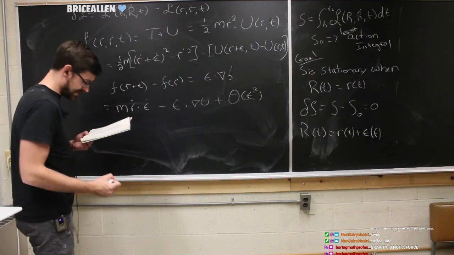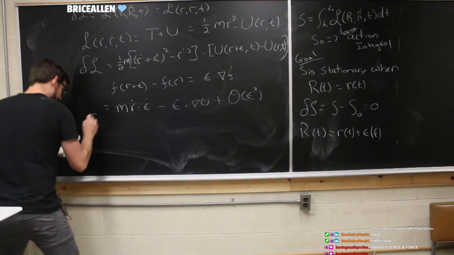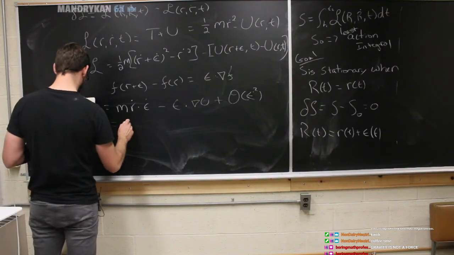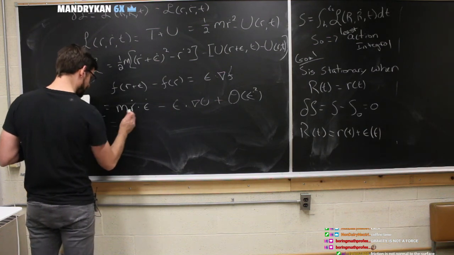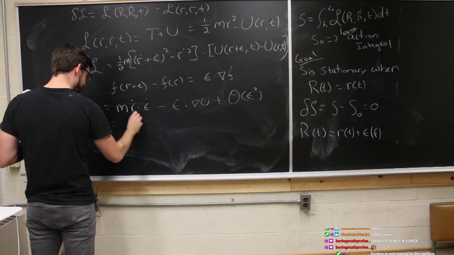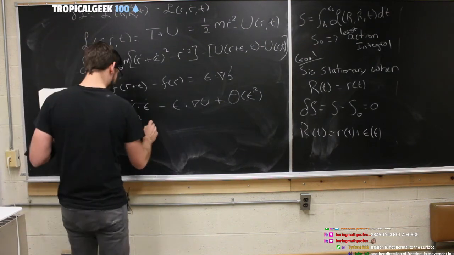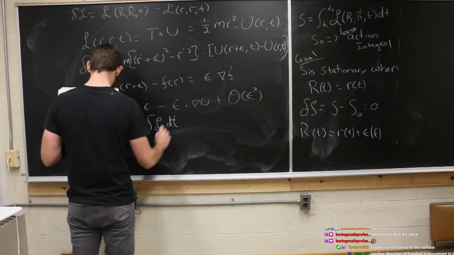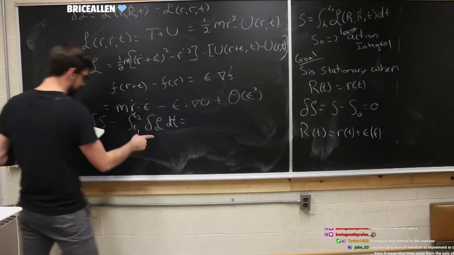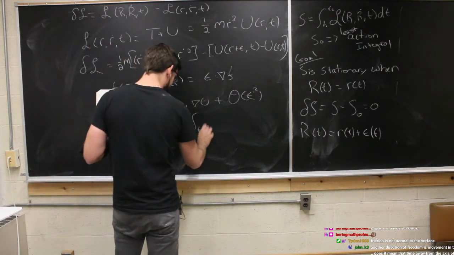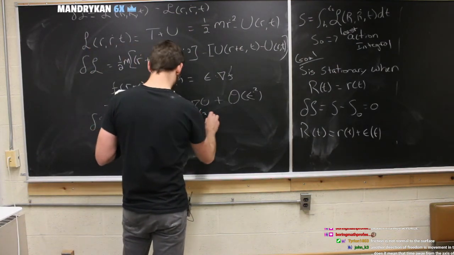Okay. And then we can write our variation of the action integral, from t1 to t2 of the variation of the Lagrangian dt. We can then substitute our variation of the Lagrangian in, and what do we get? We get the integral from t1 to t2 of m.